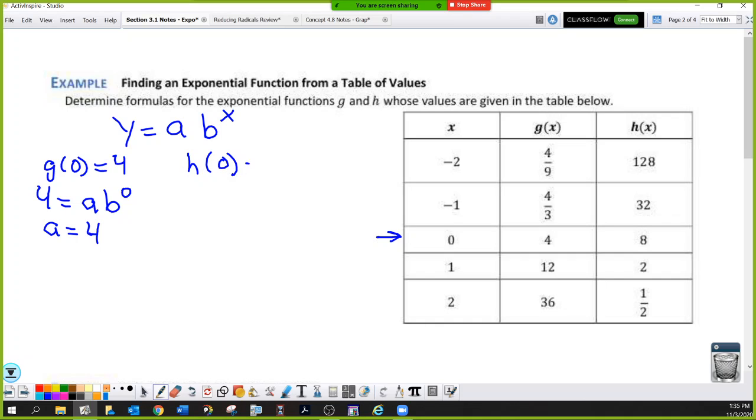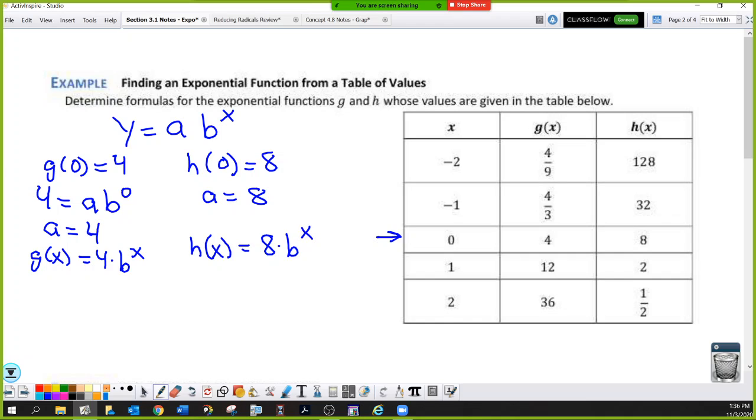So far, we have that g of x is equal to 4 times the base raised to x, and h of x is 8 times b to the x. That's what we have so far, simply because our initial values are going to occur when x equals 0. So that was handed to us.